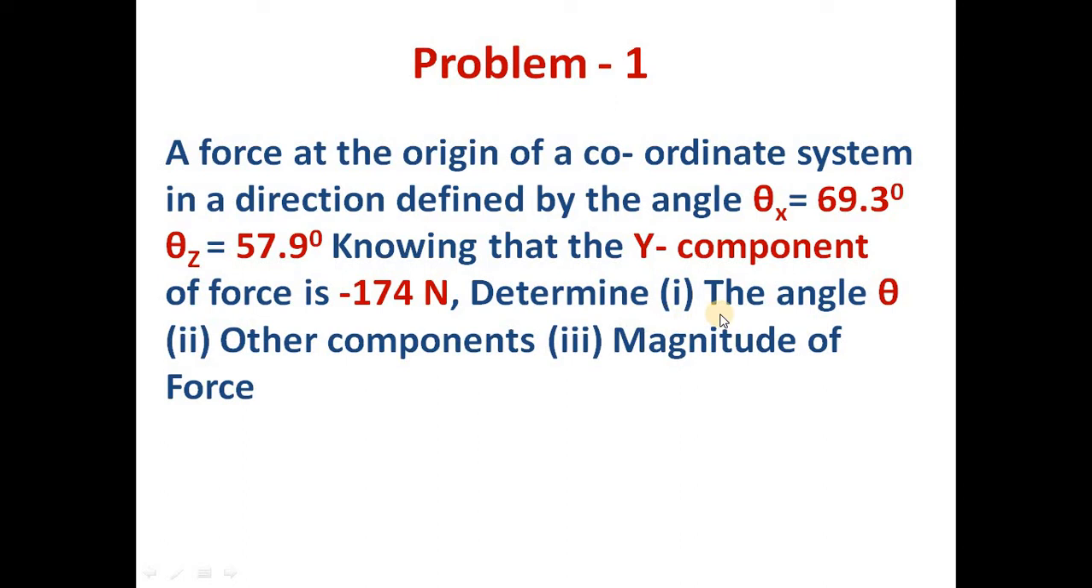Determine, one, the angle theta y. Theta x is given in the problem, theta z is given in the problem, then we have to find the angle theta y, the remaining one. Two, other components. Here we know Fy, given in the problem as 174 newton. The remaining components Fx and Fz have to be found. Then the magnitude of force F has to be found. These are the details to be found.